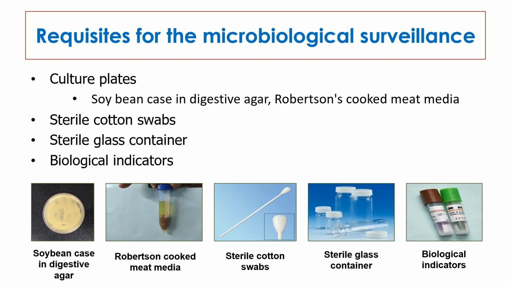Requisites for the microbiological surveillance: culture plates, soybean casein digest agar, Robertson's cooked meat media, sterile cotton swabs, sterile glass container, and biological indicators.